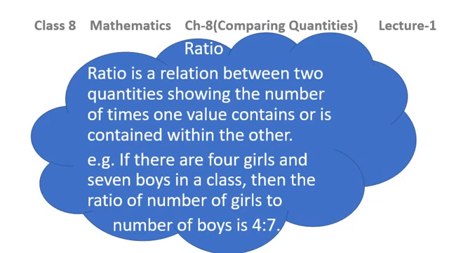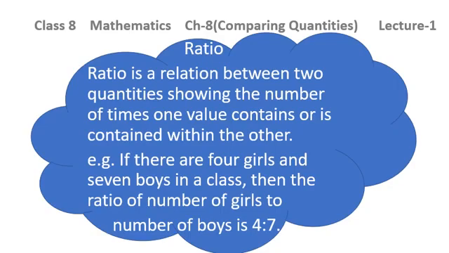For example, if there are 4 girls and 7 boys in a class, then the ratio of number of girls to number of boys is 4 by 7. 4 is to 7. This is the ratio 4 ratio 7. So here 4 represents the number of girls and 7 represents the number of boys.